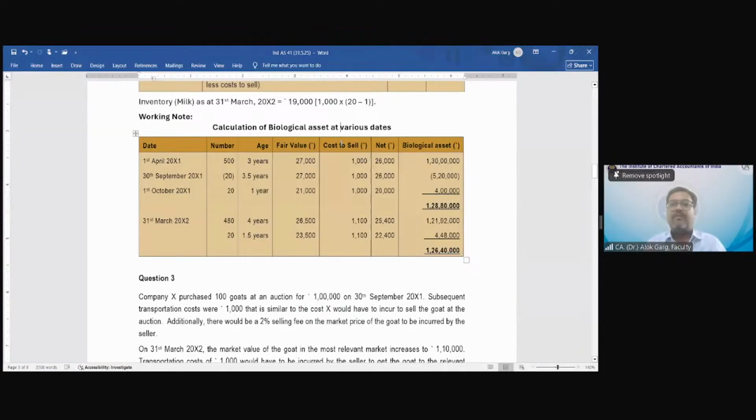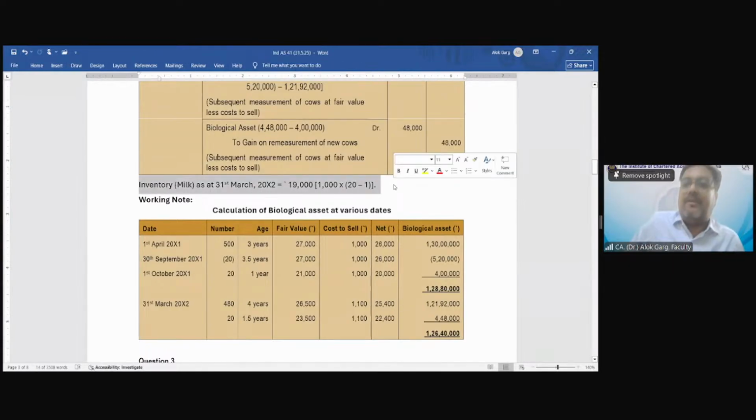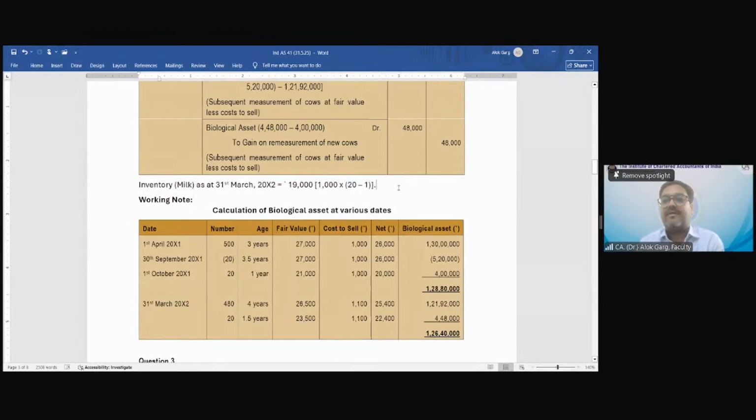Okay. And what about the value of the inventory? The inventory has to be valued at what value? 20 minus 1, 19, multiplied by the 1000 liters. 19,000 is the value of the inventory.